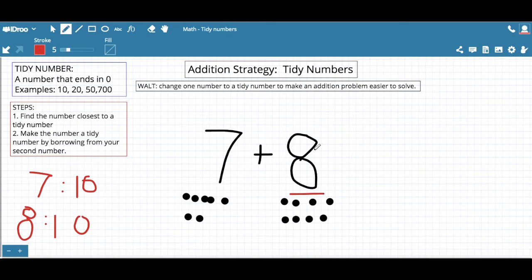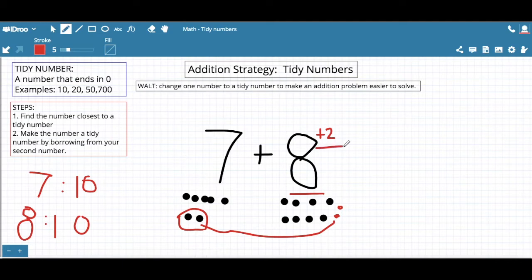Now my next step is I need to make this a tidy number by adding or subtracting from my other number. That means I'm going to have to do something to this 8 to make it 10. So what do I have to do? I have to add. And how many do I have to add? 2. Now, what you do is you borrow 2 from the 7, drag it across, and that way you're still dealing with the same number, you're just making the problem a little bit easier to solve by moving some and giving it to another number. But you've still got in total 7 and 8. I've just moved 2 across.